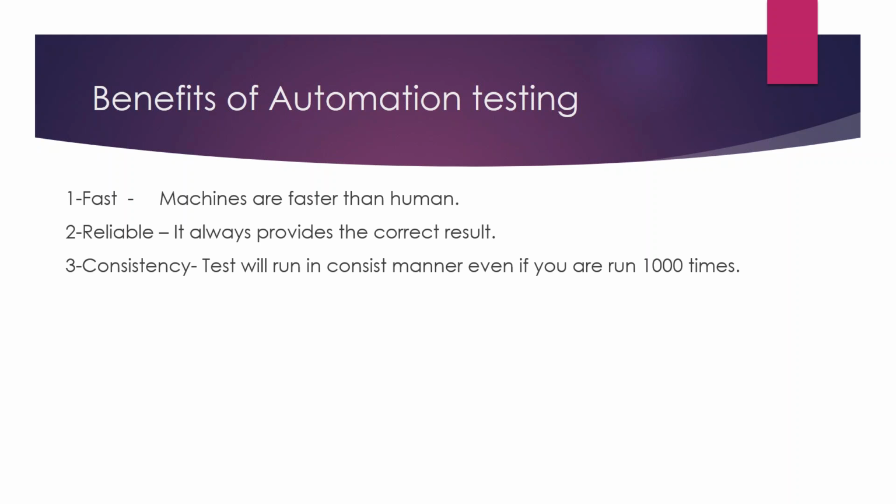Consistency talks about tests running in a consistent manner even 1,000 times. If you ask a person to test manually for the 50th or 60th or 70th time, his ability goes down, right? The performance goes down. Leave aside 1,000 times, even at 60 or 70 times the performance goes down. But a tool or a machine can run 10,000 times and it gives the same result without any error. That is the greatness of an automation tool. Then reusability: we can use the same script for multiple environments. We'll talk about that.